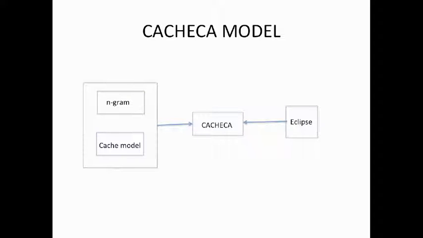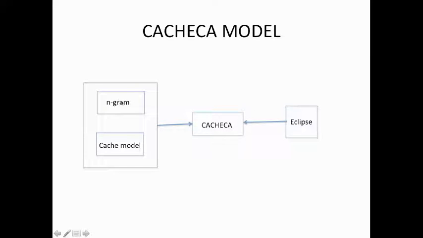Let us have a look at how CACHECA model works. Eclipse has its own inherent traditional code completion unit, which is called Content Assist. How Content Assist works is that it takes the type information, that is the type of the variable, and then does a syntax and semantical analysis to provide a list of predictions. What CACHECA does is something different.